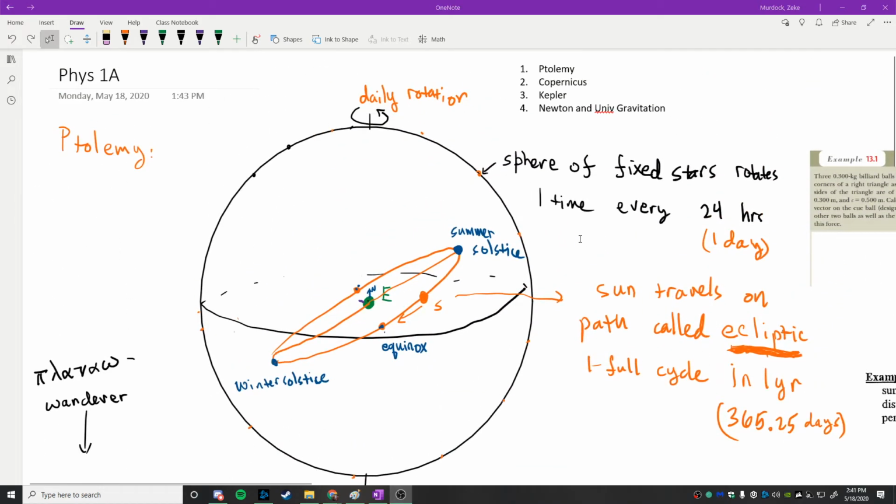I'm going to do a brief rundown of what we've been talking about. Today we're talking about Ptolemy, Copernicus, and Kepler. This is our discussion of Ptolemy. This is a picture of his view of the universe.